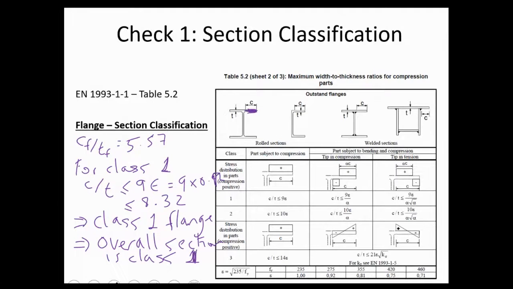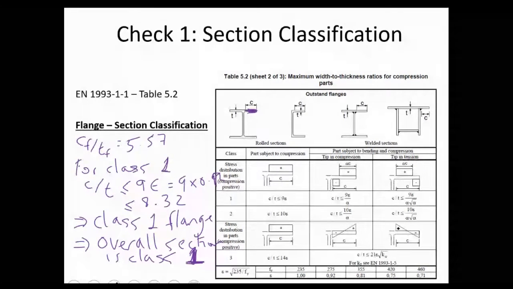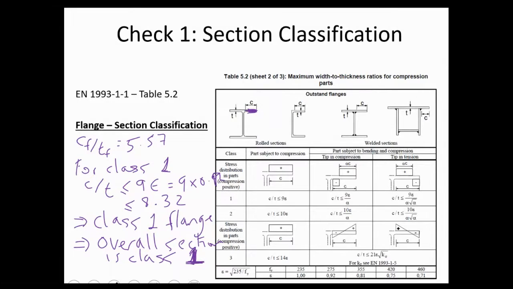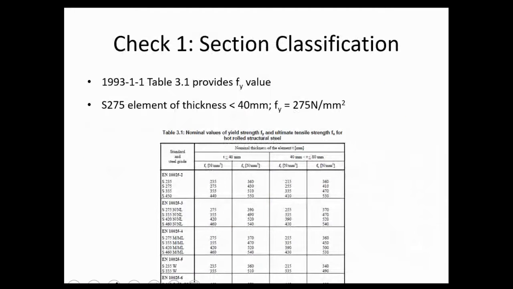If the flange was class two and the web was class one, then we would end up with a class two section. So it's classified overall as whichever is the worst classification of the component parts. In this case, both the flange and the web are class one, so it's class one. But if, say, the web was class three and the flange was class one, then we would classify the overall section as class three.